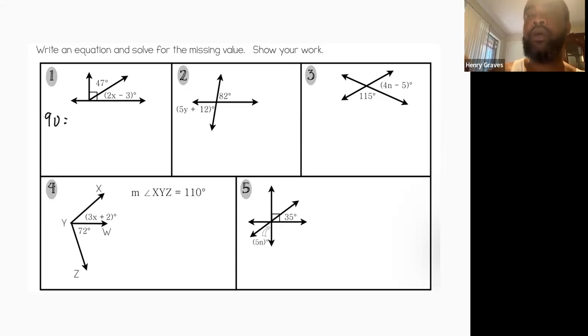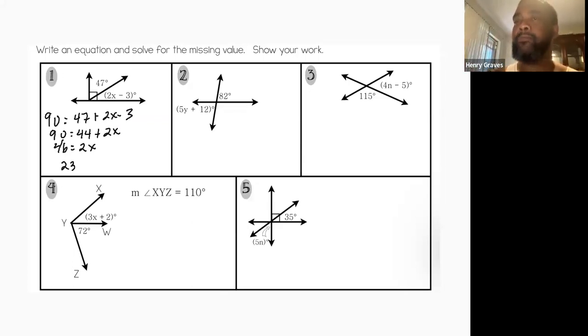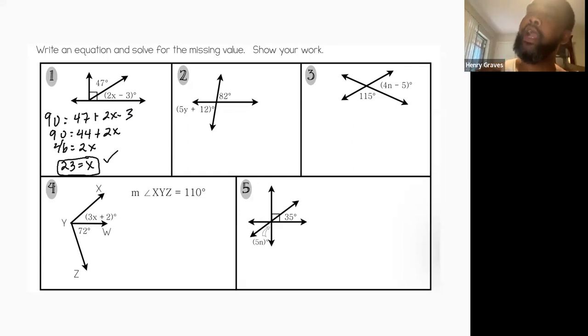So 90 is equal to 44, because 47 minus 3 is 44, plus 2x. I'm going to subtract 44 from 90, which is 46. And half of 46 is going to be 23. There we go. Now on number 2, these are actually vertical angles.